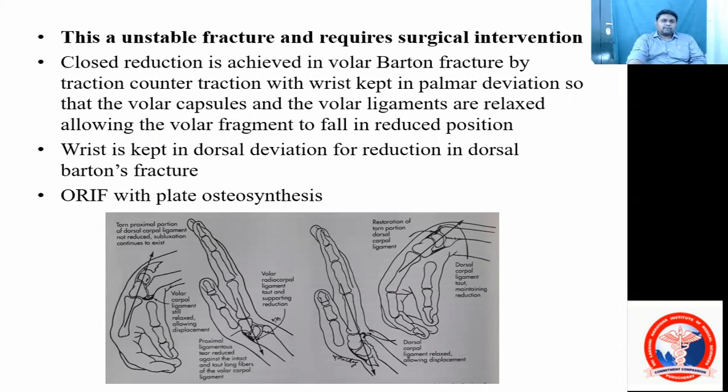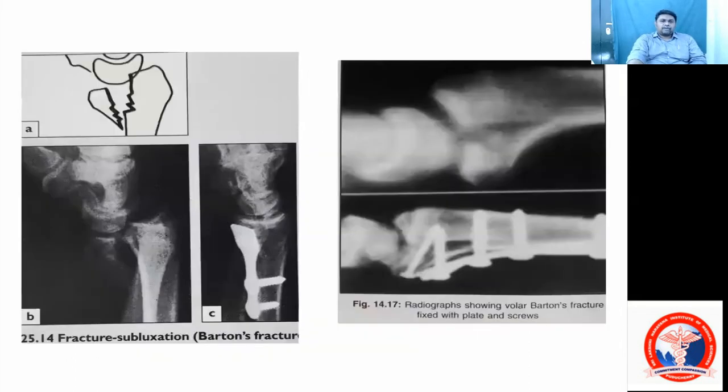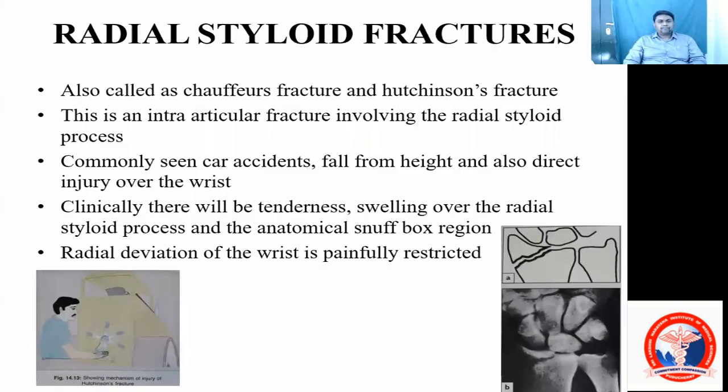So the treatment is always a surgical line of treatment. This picture shows the Barton fracture, the fracture line can be seen, and the reduction and the fixation with the plate osteosynthesis. If it is a dorsal Barton fracture, you keep the plate on the dorsal surface. If it is a volar Barton fracture, you keep the plate on the volar surface of the distal radius.